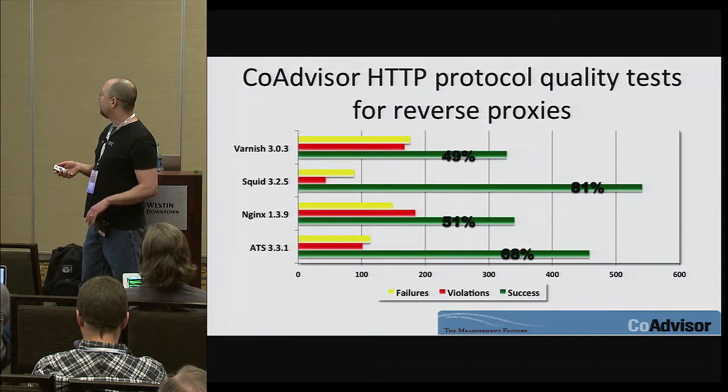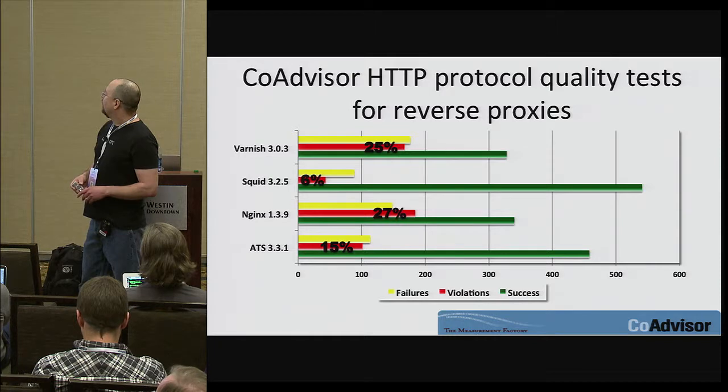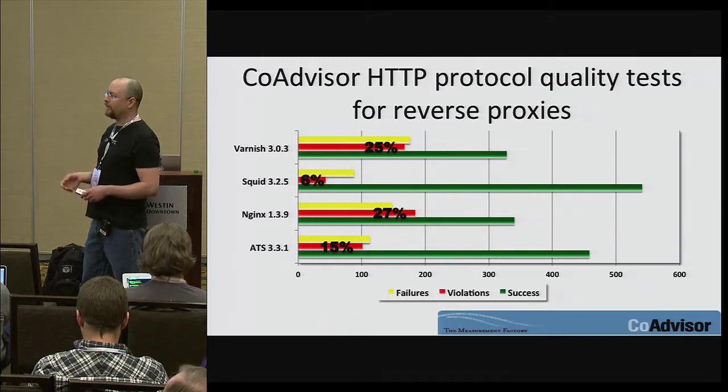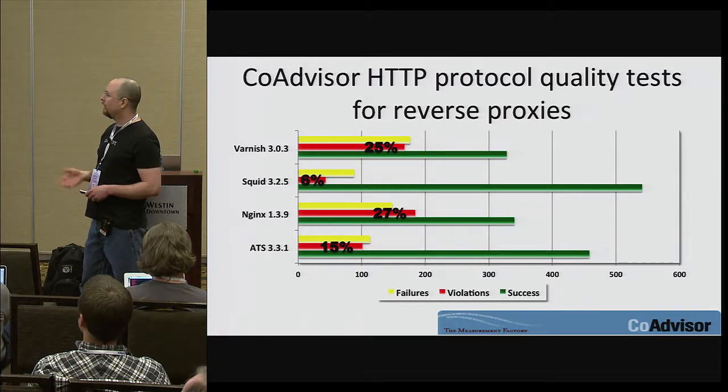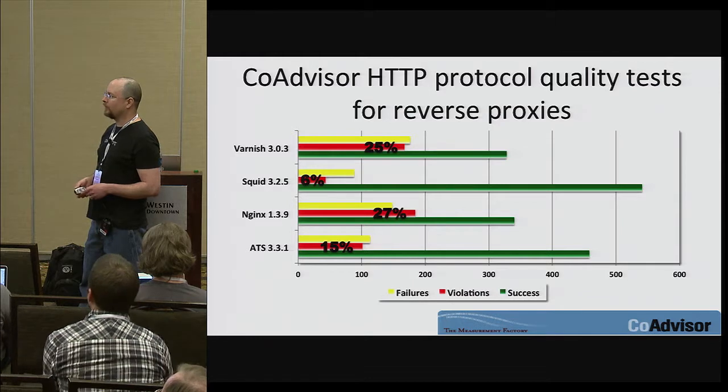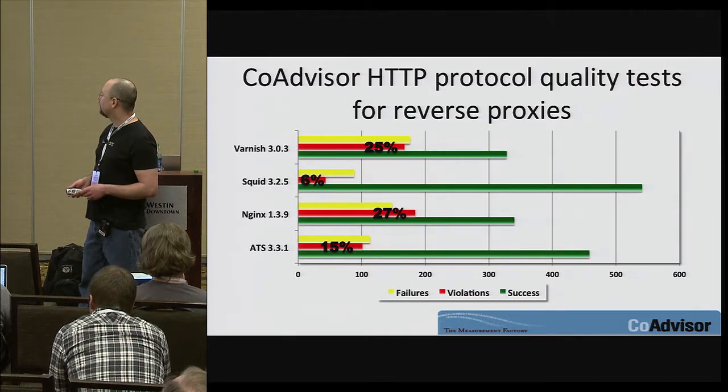Nginx and Varnish are kind of last. And the violations are kind of important to note. Failures could be because the test didn't run right, but with violations, it definitely did violate the protocol. Squid, again, does the best here at only 6% of violations, and then ATS, and then Nginx and Varnish are in last, again.